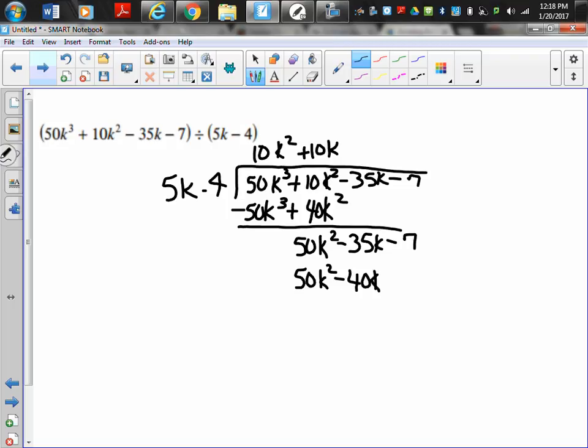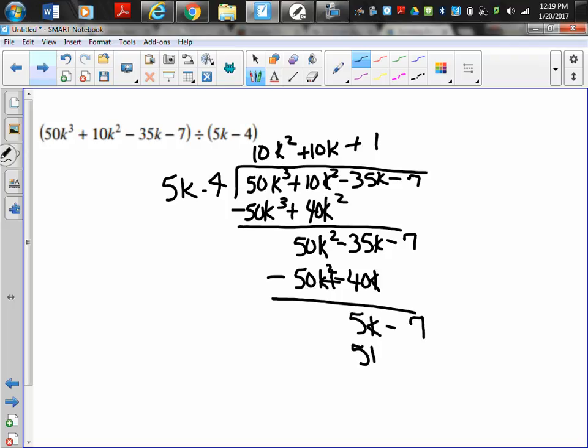Subtract. That means take the opposite of this one, the opposite of this one. So 40 minus 35 is 5k. Alright, so 5k goes into 5k plus 1.